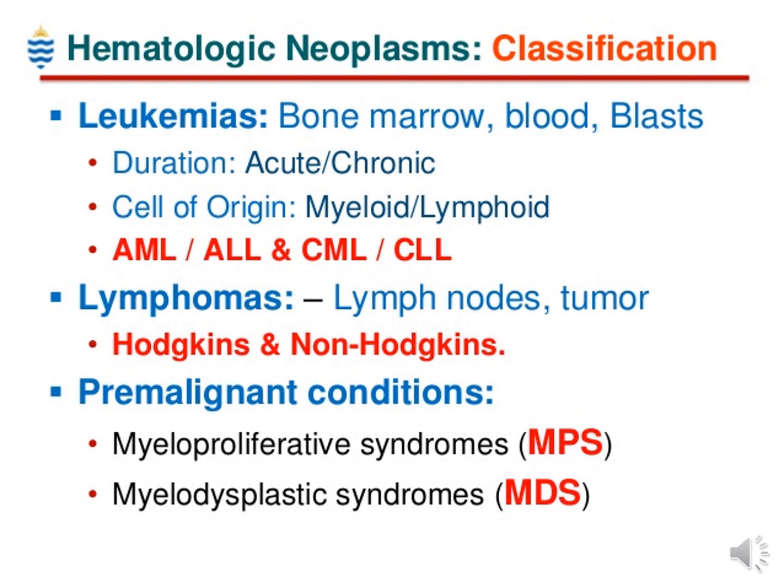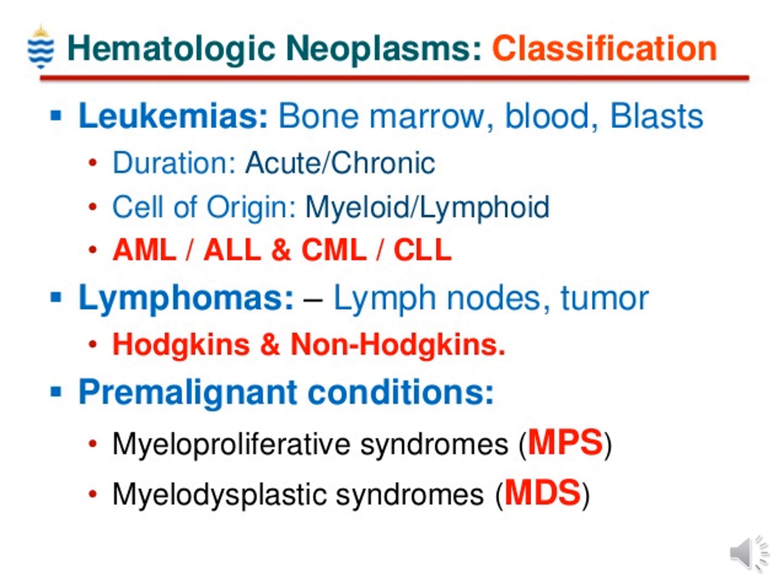Here in this slide, I would like to discuss the hematological neoplasm, meaning the malignancy. There are three important forms of neoplasm which I would like to discuss here. One is leukemia, the other one is lymphoma, and the third one is pre-malignant conditions. Leukemia involves the bone marrow, blood, and blasts.